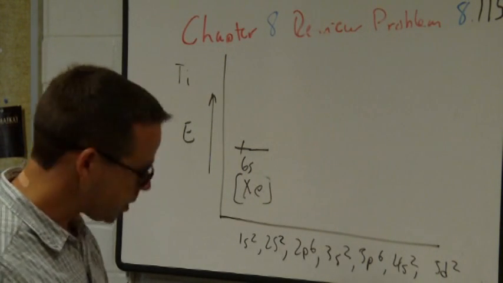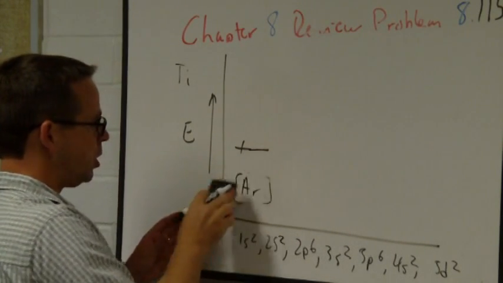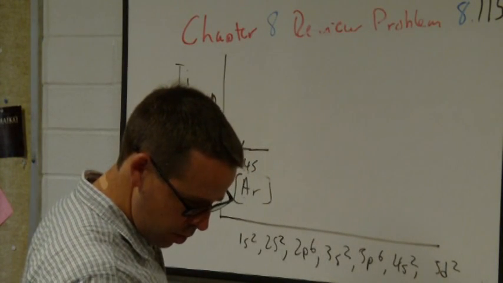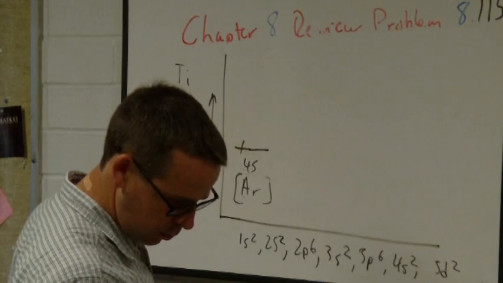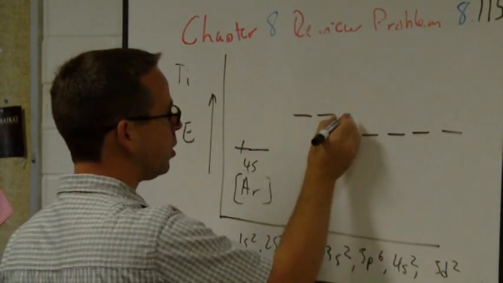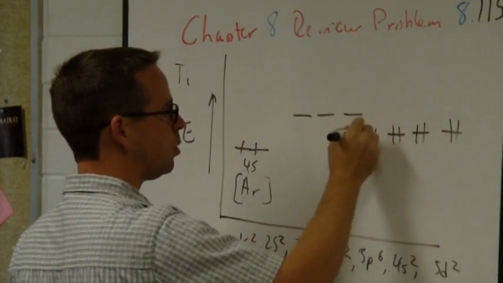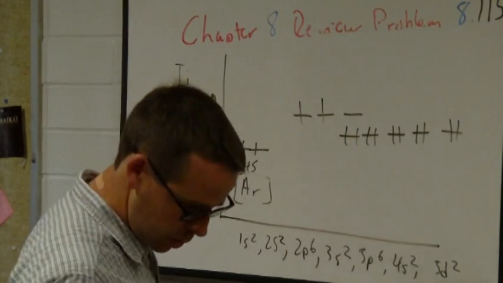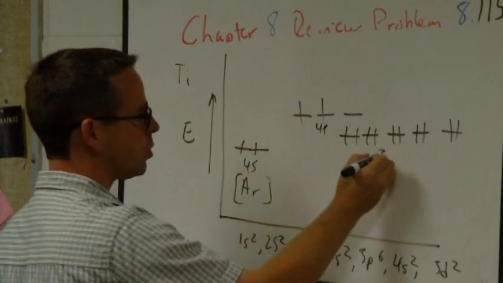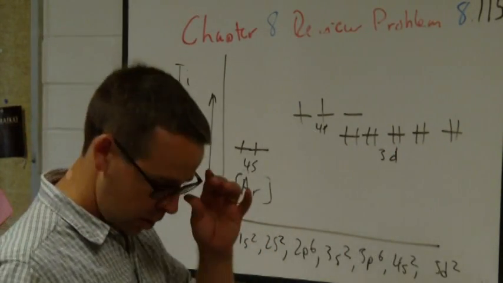Germanium. This is going to be argon. This is going to be a 4s. After argon, germanium, 3d, and then a 4p. So 3d, and then a 4p. All right, this one here is full, and germanium has just 2 electrons in that 4p. So this is our 4p, this is our 3d. Right? Okay. Excellent.